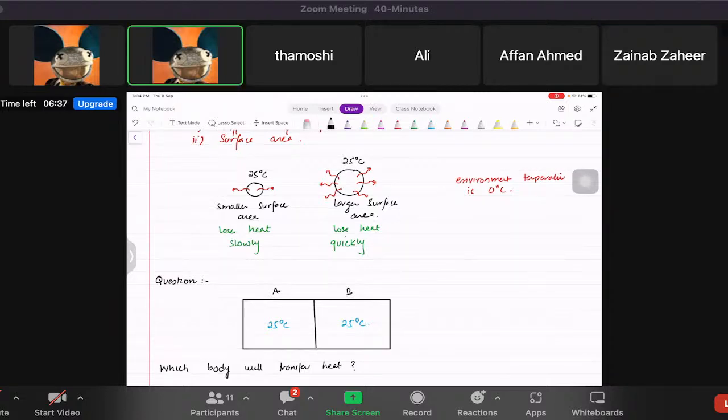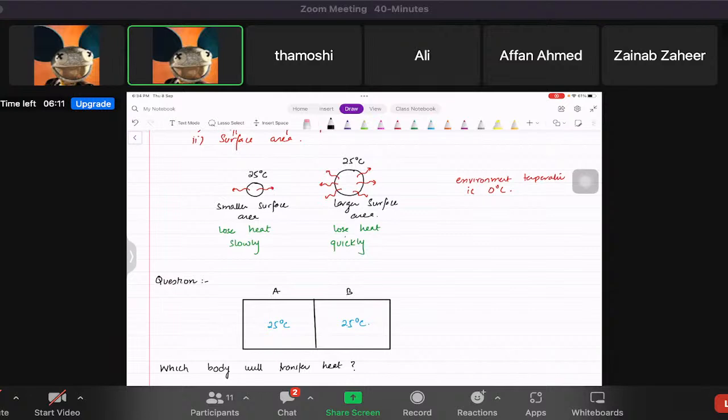Neither of them. Okay. Anybody agrees with that? Is the surface area of B larger than A? No, they're the same. There's no other body. There's just two of them at the same temperature, and there is no heat transfer. Okay.